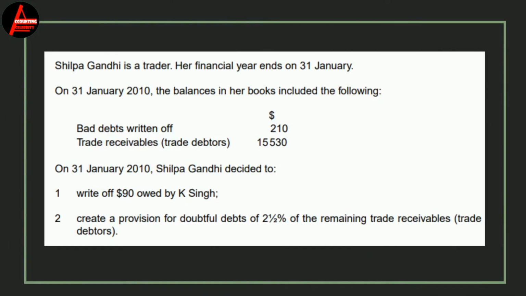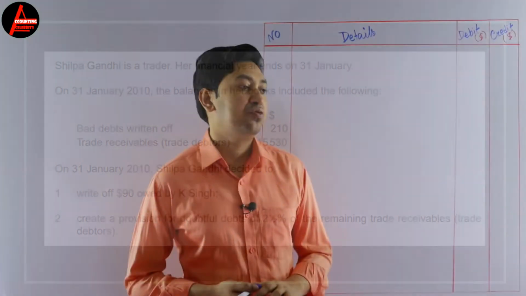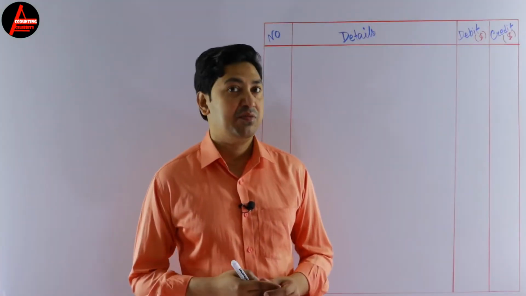Then there are some more information given in the question. Have a look at there once again. On 31st January 2010, Shilpa Gandhi decided to number 1, write off $90 owed by Casing. Number 2, create a provision for doubtful debts of 2.5% of the remaining trade receivables. So here we have two adjustments, and some information is given.